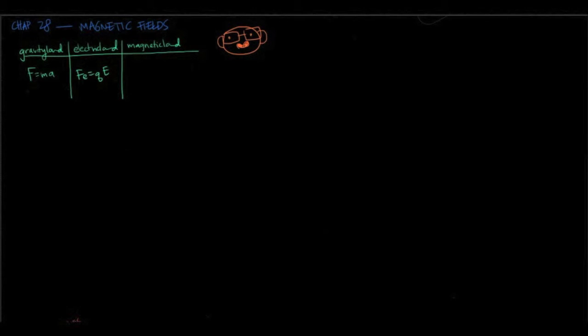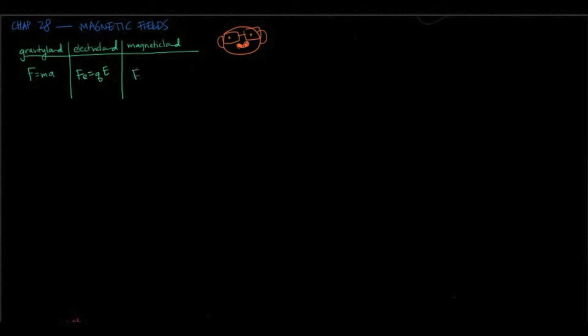From your previous education, you've already learned that in gravity land, F equals ma, and in electric land, Fe equals QE. But how does that go into magnetic land? So we're going to be deriving the equation for the magnetic force today. There are some things that you can derive pretty easily about it.